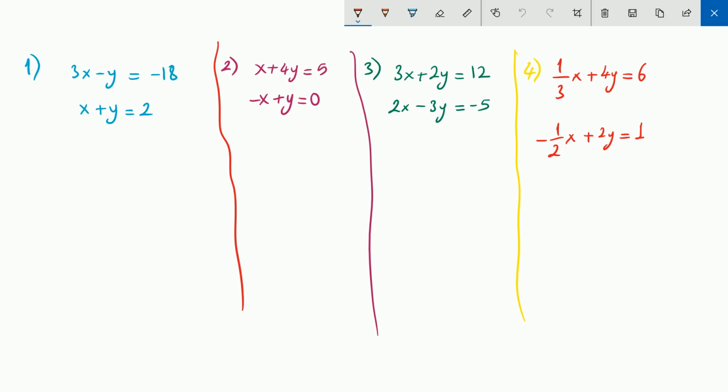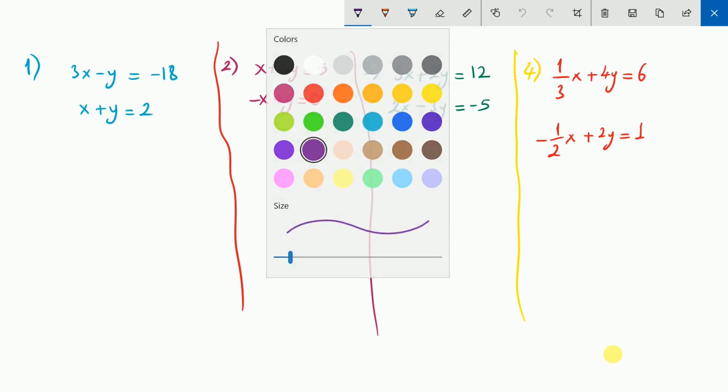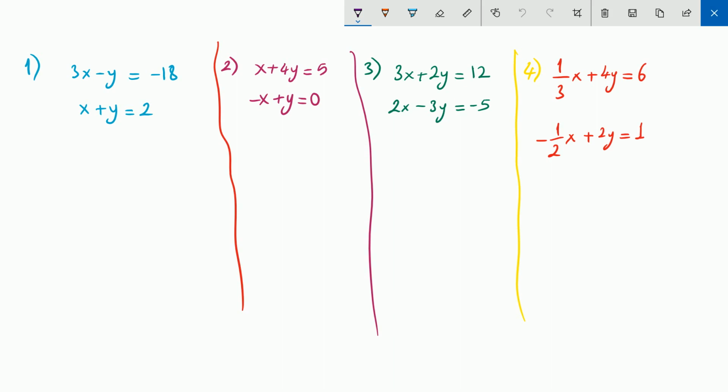Okay, first example, 3x minus y equals negative 18. X plus y equals 2. So I would like to have one variable at the end, but in the beginning, as you see, we have two variables, which are x and y. So I need to get rid of y. So let's see if I add them up.